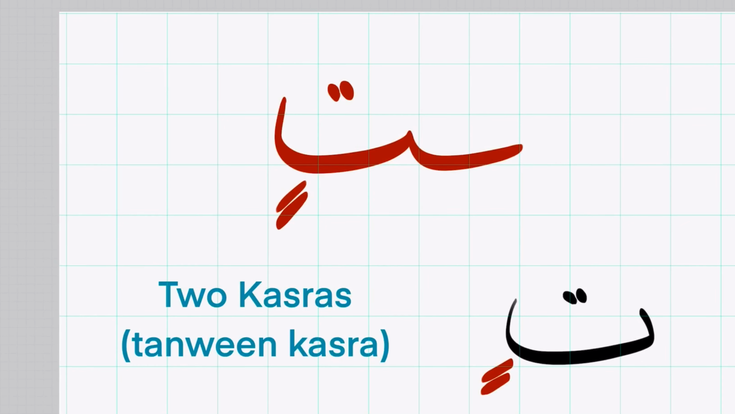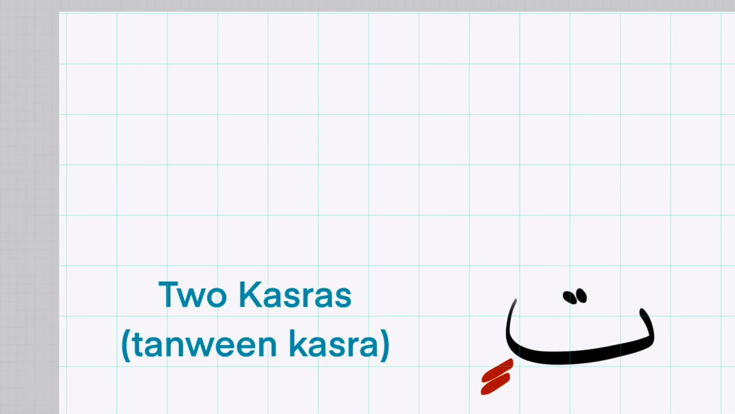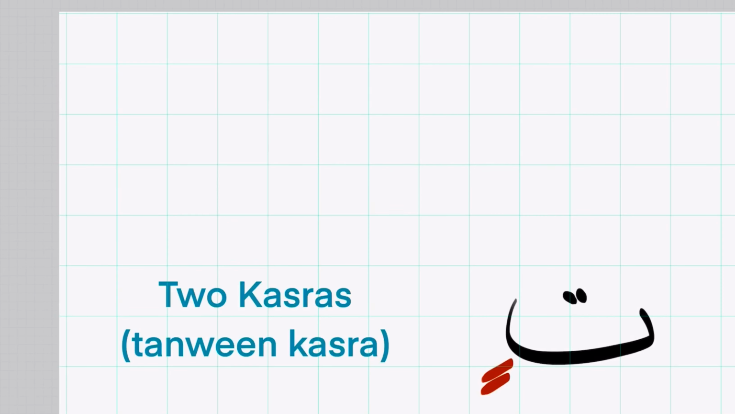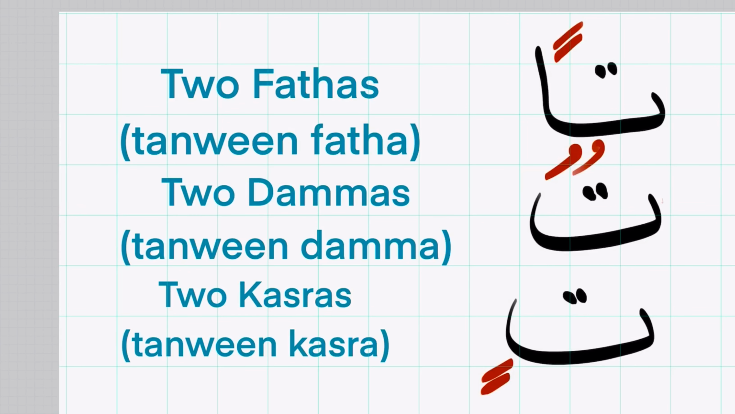So this is how a ta letter would look like with tanween kasra, or two kasras, at the end of a word attached to a letter before. Ten. Let's try that again. Excellent. These are how the tanweens would look like: the tanween fatha, two fathas, tanween dhamma, two dhammas, and tanween kasra, two kasras, when they are with the letter ta. Let's go to the next session.